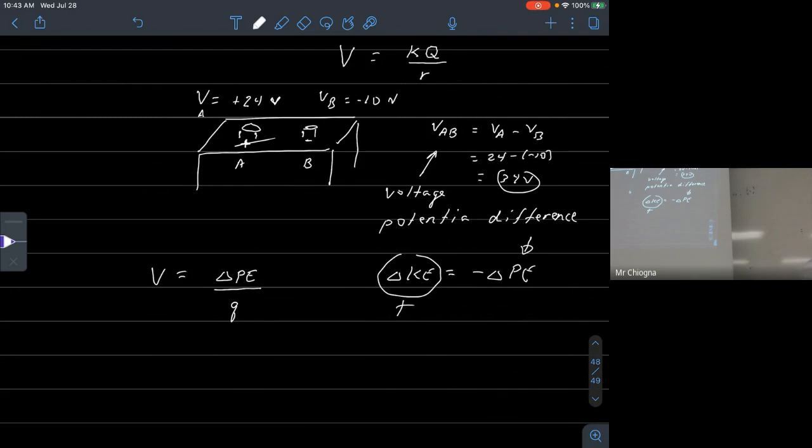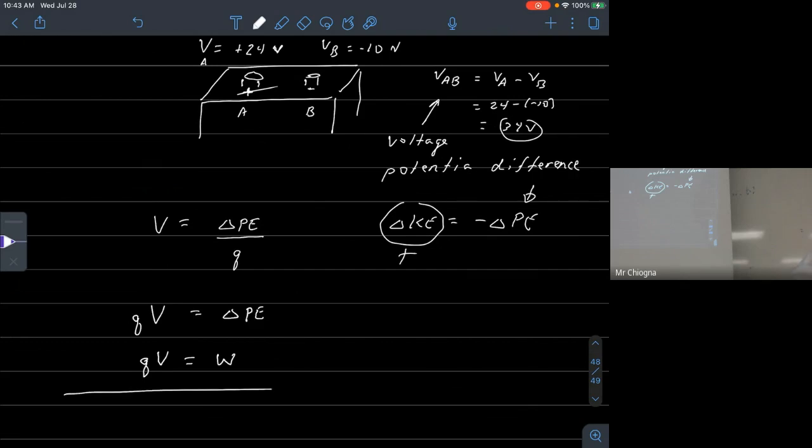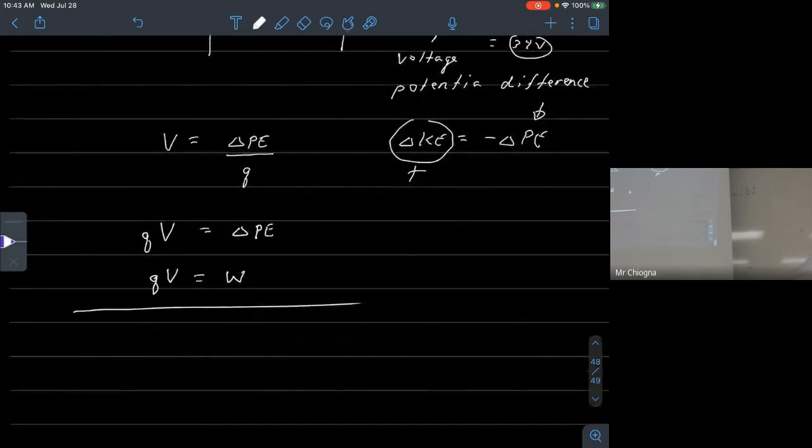Okay, so we're just going to rearrange this. I'm not going to use it yet, but oh, squiggly. Put the Q in front. That's equal to change in potential energy. Okay. What else is change in potential energy? It's equal to the work done. Okay, so all of this is related. Anyways, don't want to get too hung up on it. Okay, let's go through an example problem.